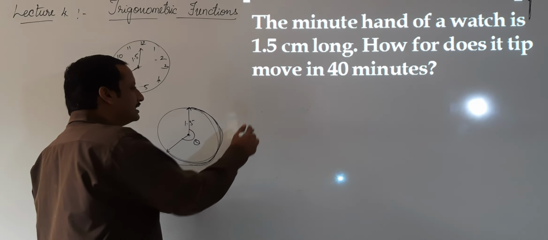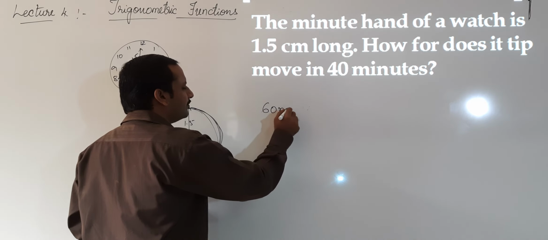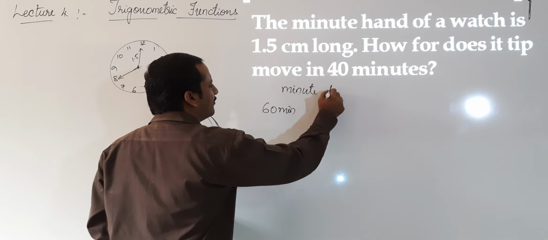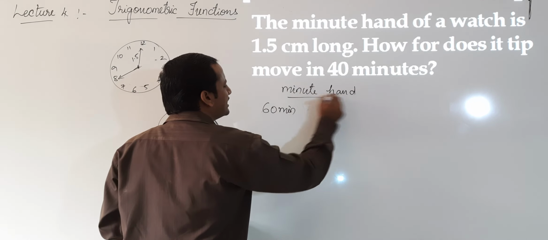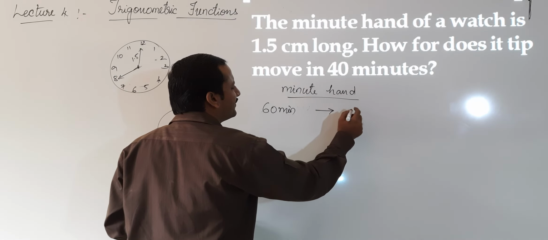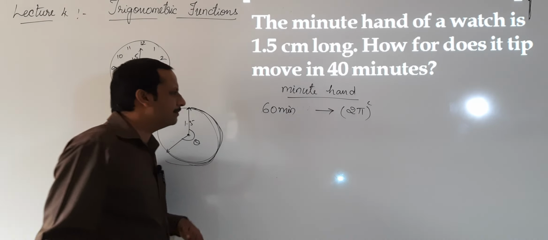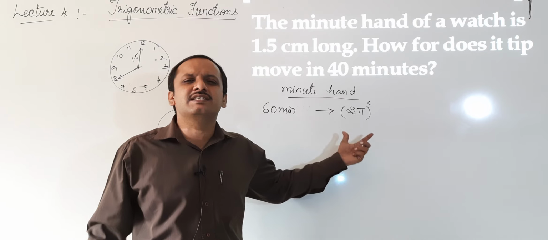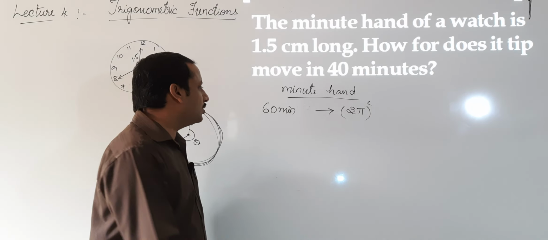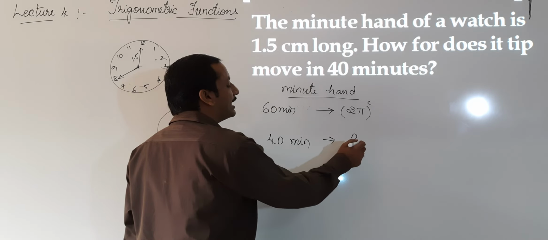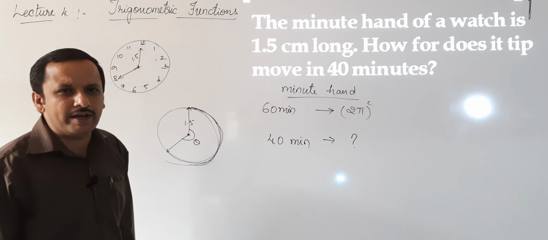Right? So, in 60 minutes, the minute hand covers an angle of 360 degree, or in terms of radians, it is 2 pi radians. Right? In 60 minutes, it covers an angle of 2 pi radians. So, what will it do in 40 minutes? In 40 minutes, how much angle does it cover? That is what we have to find out now.